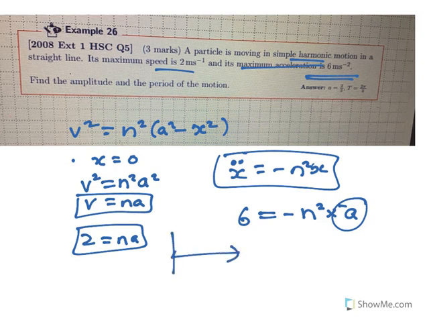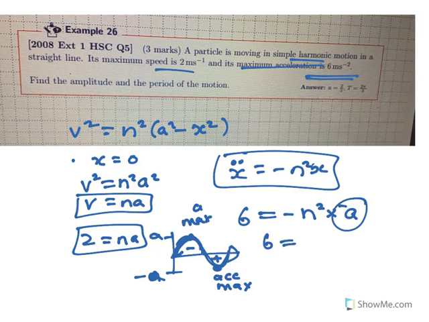So basically, if you think about this, the acceleration is a max here and the acceleration is a max here. This is where the acceleration is negative because it's concave down, and this is where the acceleration is positive because it's concave up. So this is at minus a and this is at plus a. So that's why you would take it at minus a. So it's n squared a.